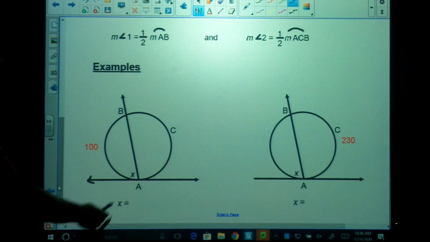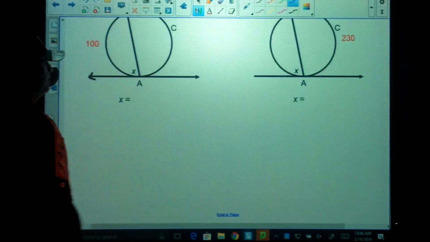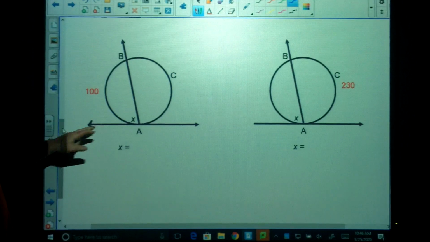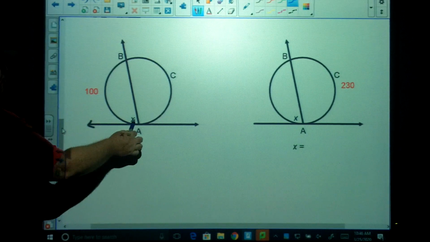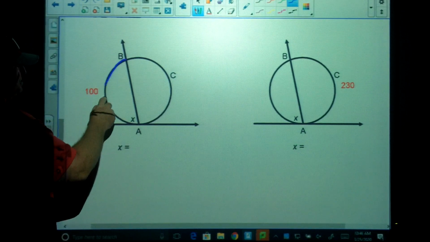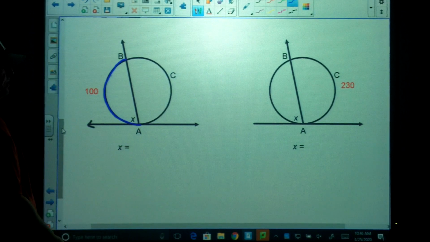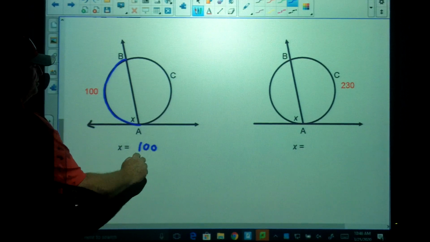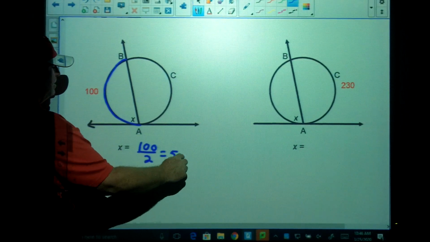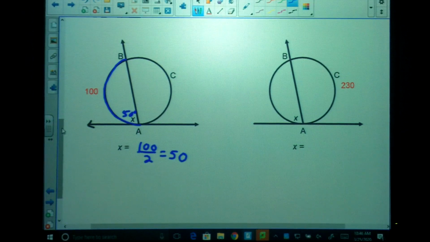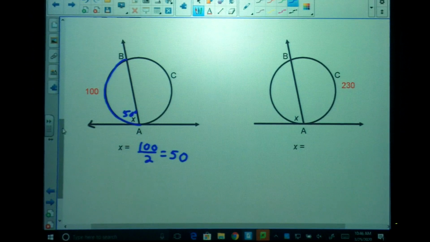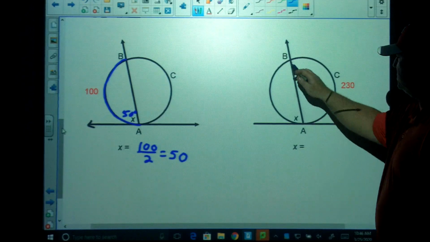So, if I want to find out this angle, this angle is on the circle. So it's going to be 1/2 of its intercepted arc, which is right here. So all I have to do is 100 divided by 2, and you get 50 degrees. It's that simple.